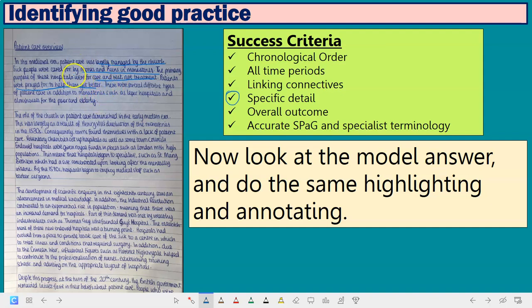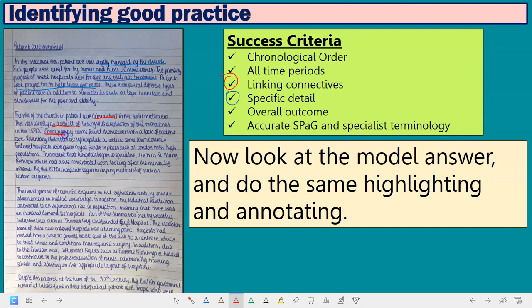Okay, so it's fine if in your first paragraph that there isn't that much linking connectives. However, that changes in the next time period. So if I'm looking at my linking connectives here, the role of the church in patient care diminished. So that means it got less in the early modern era. This was largely as a result of Henry VIII's dissolution of the monasteries in the 1530s. So that would be knowledge. I would be switching back to blue there.